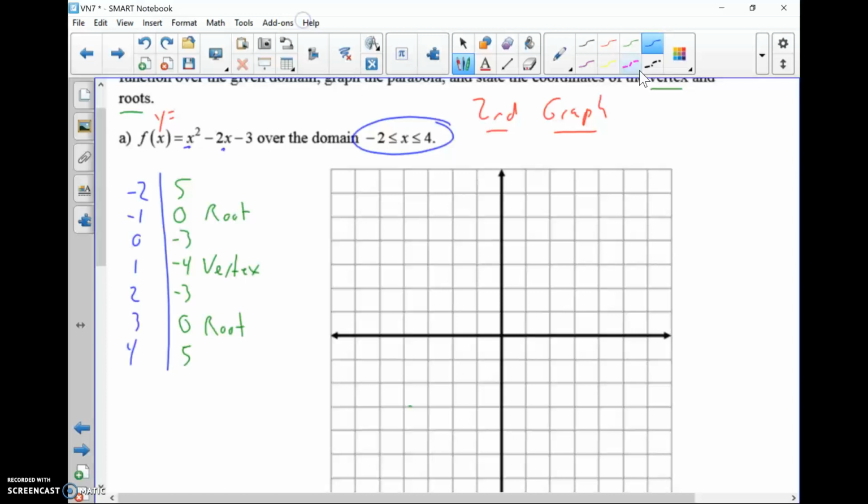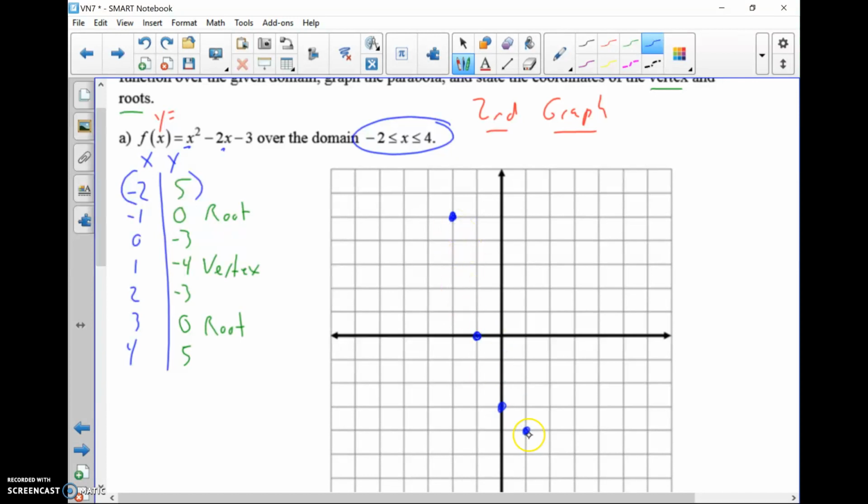So if we plot these points, negative 2, so an x value of negative 2 and a y value of 5. Remember when you're plotting coordinates, it's not like slope. Sometimes people do this in reverse because slope is rise over run, up and over. But when we're stating coordinates, it's side to side first. X is side to side, and then y is up and down. So negative 2 is left 2, positive 5 is up 5. Negative 1, 0, 0, negative 3, 1, negative 4.